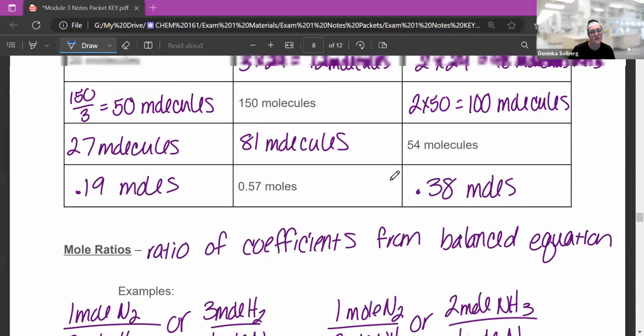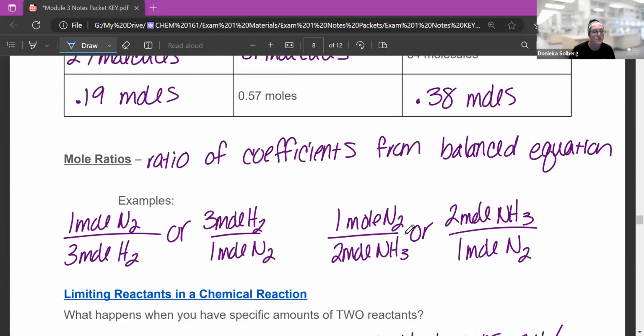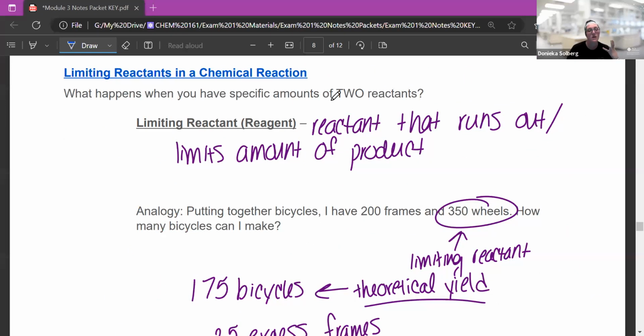Now, we were just looking at this table up here, and hardly ever, if I have 0.57 moles of this, am I going to give you exactly 0.19 moles of this so that we can make exactly 0.38 moles of this? A lot of the time, you have one of these, you have more than you need. And so we're going to have to look at what is called the limiting reactant. Okay, so what happens when you have two specific amounts for two reactants?